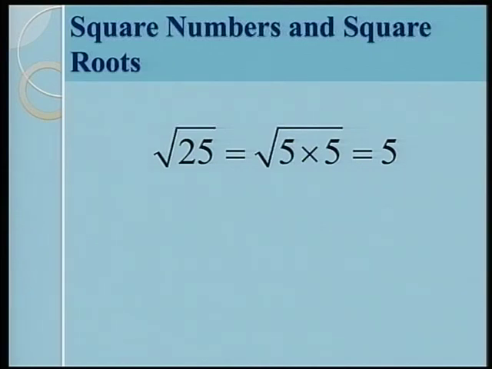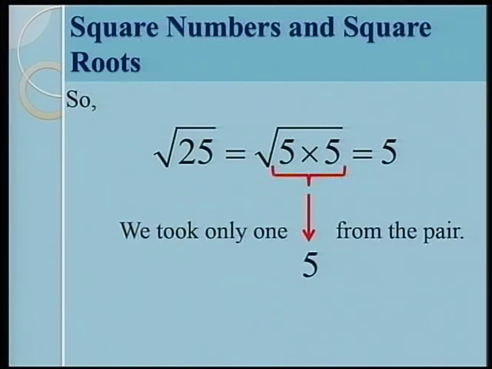The square root of 25 can be written as square root of 5 times 5. We have a pair of 5 where we take only one 5 as the answer. So, the square root of 25 is 5.